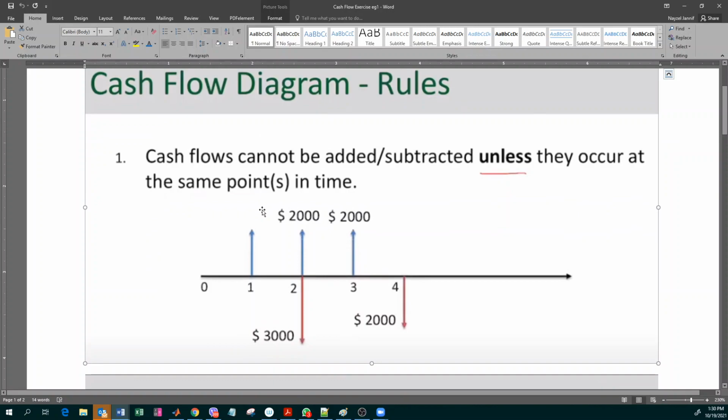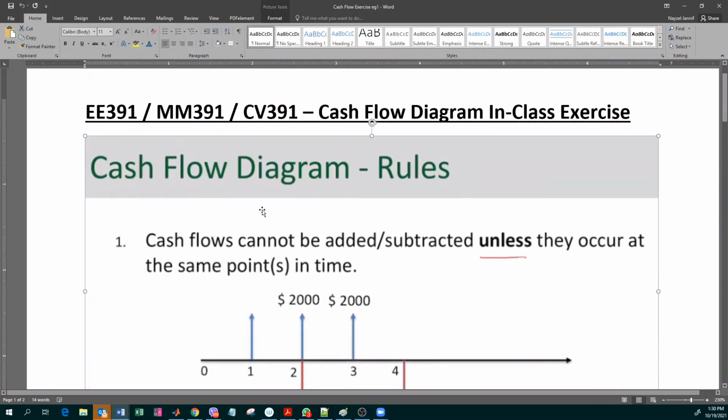Let's look at the rules, guys. Cash flows. Okay. Guys, can you see this in-class exercise? We're going to do this in-class exercise. Are you able to see my diagram? Everyone? Guys, I need feedback from you. Yes. Yes. Okay, all right.